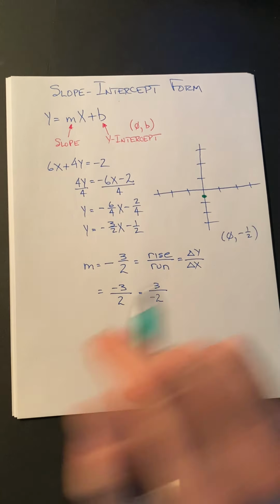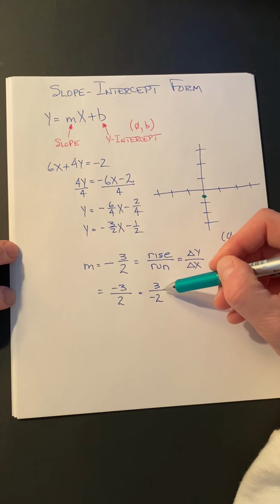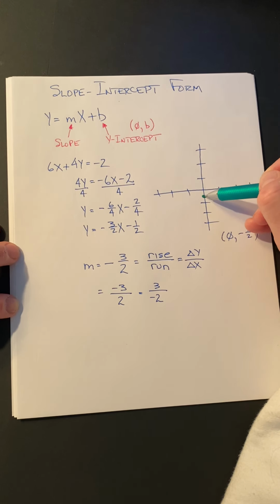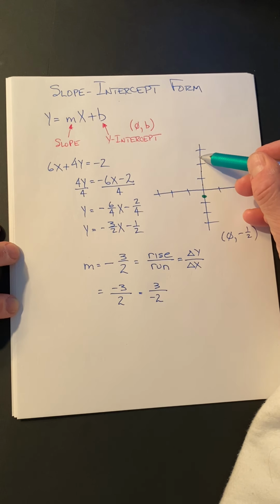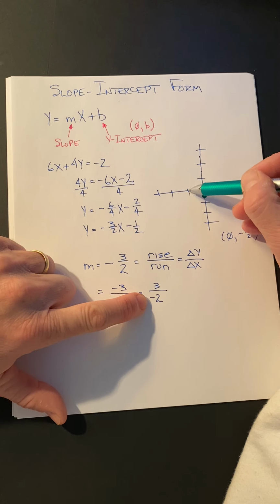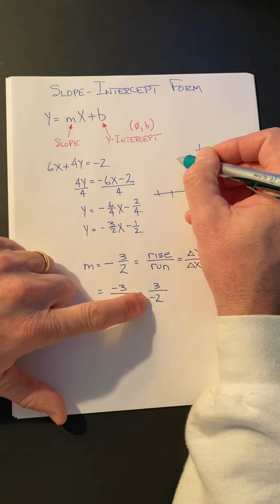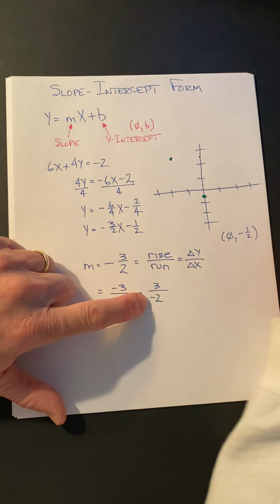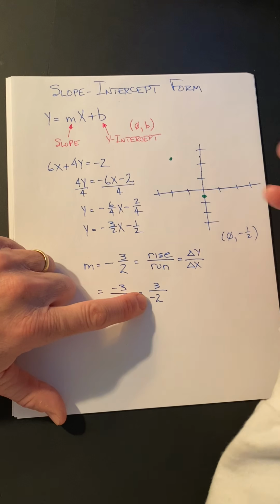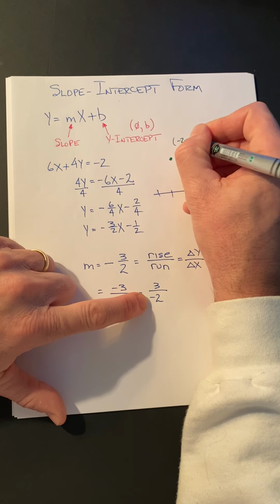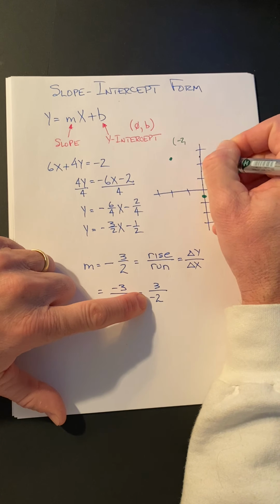So let's take this one, 3 over minus 2. So I'm going to rise 3, 1, 2, 3, and then I'm going to run minus 2, so 1, 2. So all the way out here is going to be that point, okay? So this point here is what? Minus 2, and then 1, 2, 2.5.